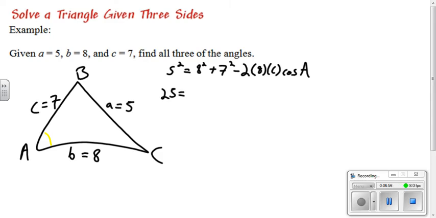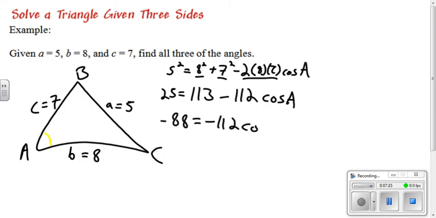So we can only go that far. And we simplify things down. 25 equals 8 squared plus 7 squared, which is going to come out to 113, minus 2 times 8 times 7, which is going to come out to 112 cosine of A. Now if we subtract 113 from both sides, we're left with negative 88 equals negative 112 cosine of A. Divide both sides by negative 112. Negative 88 over negative 112 would reduce to 11 over 14 equals cosine of A.